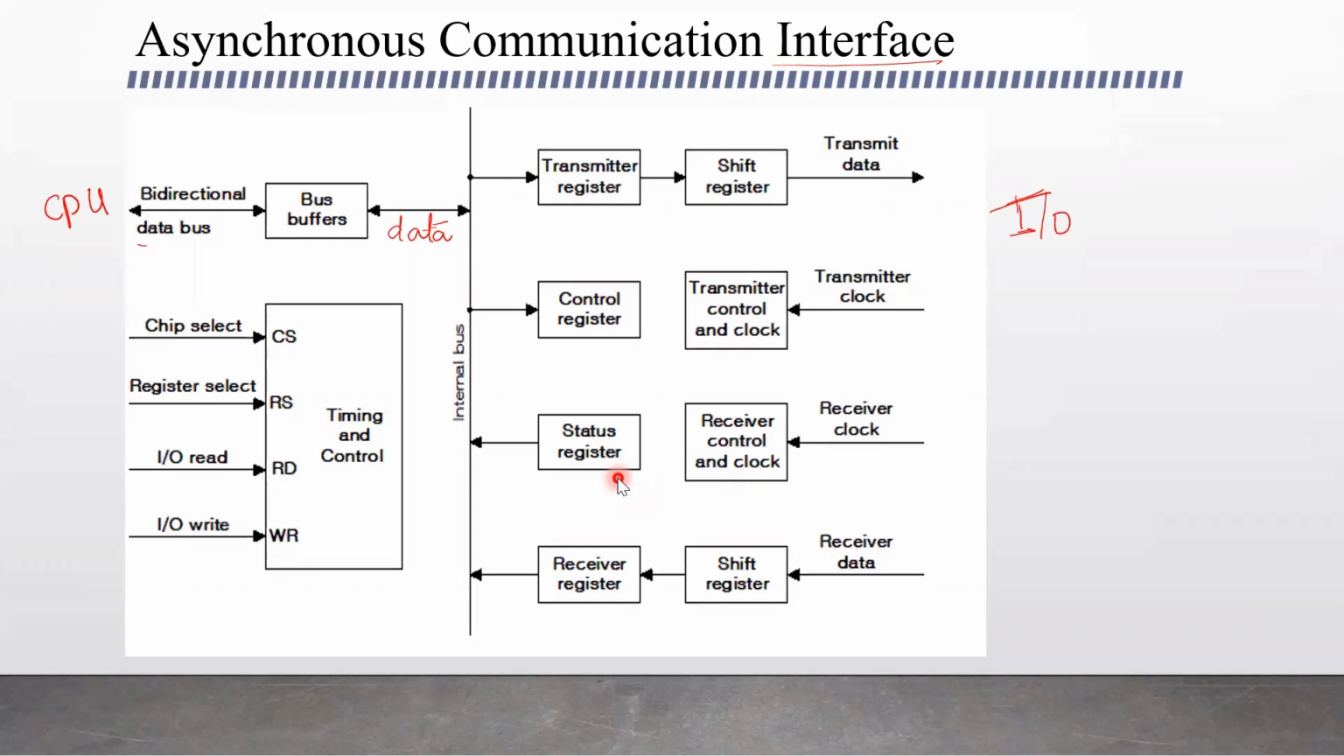During transmission, there may be some errors. Okay, we will discuss what type of errors may occur. Those errors are also recorded in the status register. By reading the status register, the CPU will understand the status of the registers, and whether there is any error in the operation.